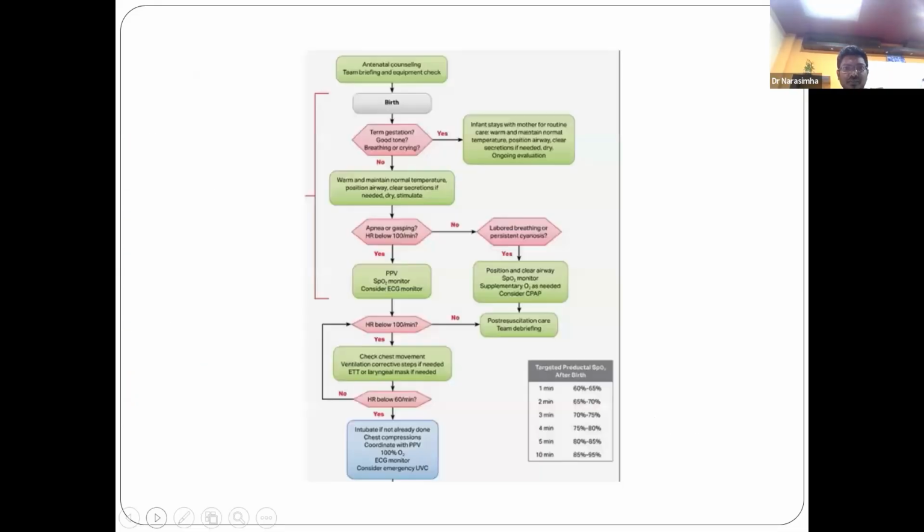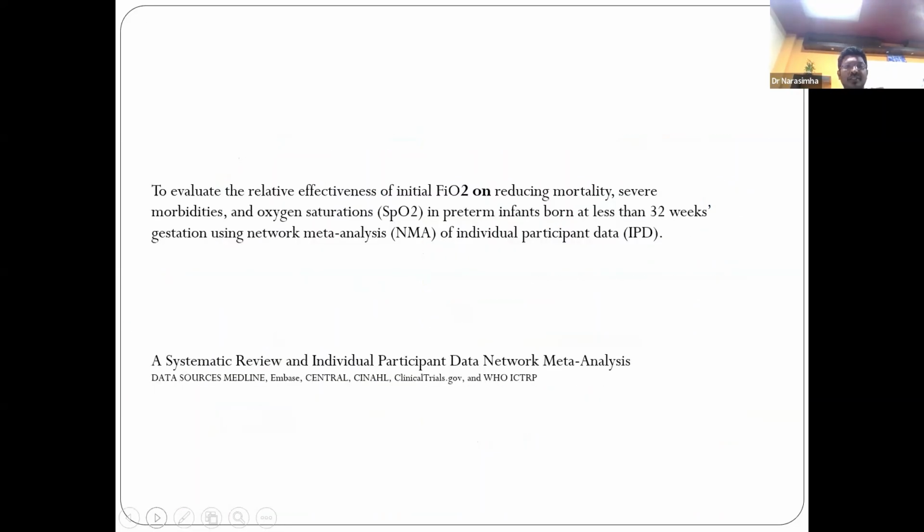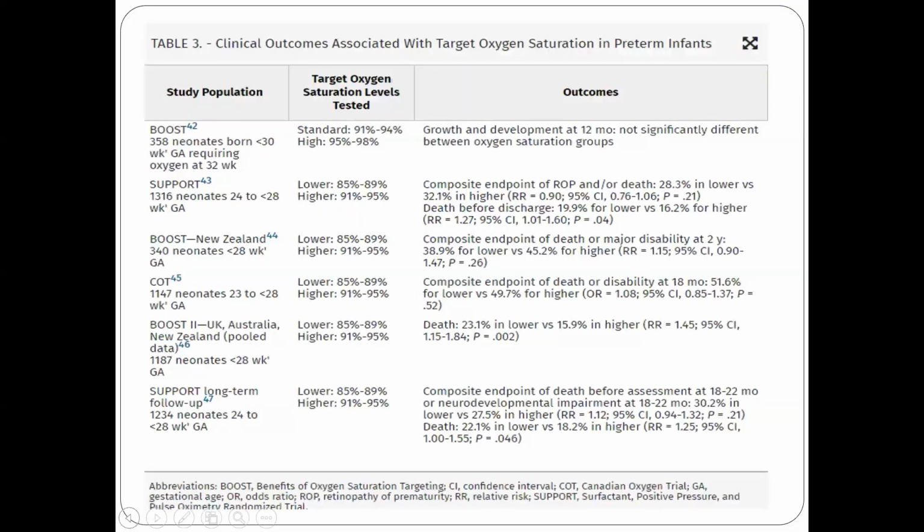The next slide. The same thing. You can go to the next slide, please. So this is the thing I want to present. The BOOST trial and the previous one. Yeah, this is the thing. This is called the BOOST trial.